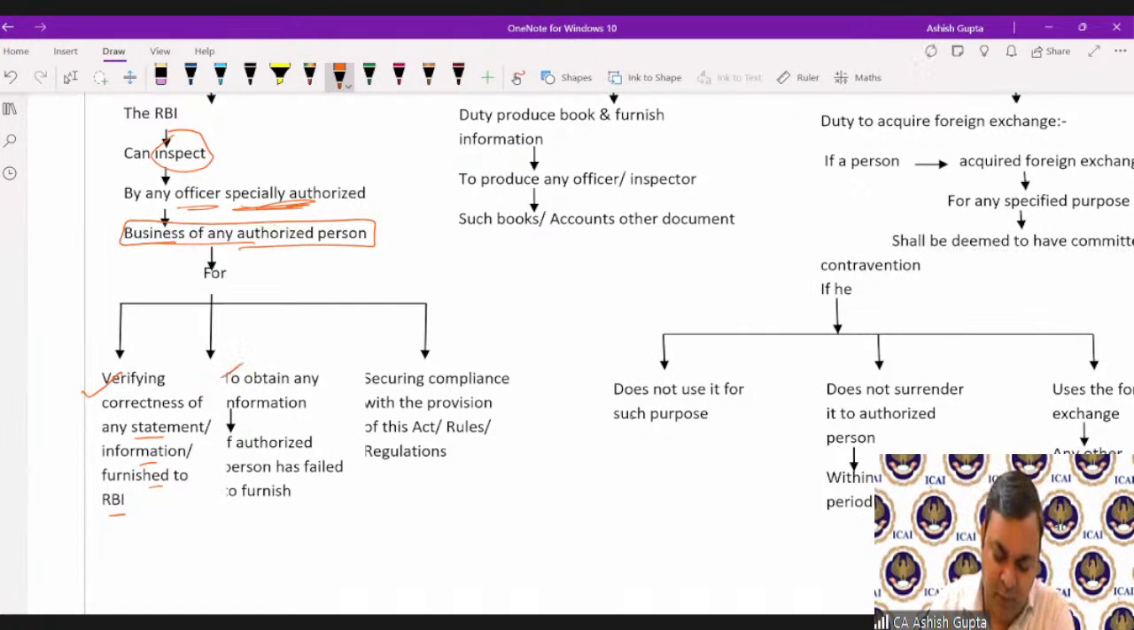To obtain any information, if RBI called for some information but the authorized person failed to furnish it, in that case RBI will authorize a specific person or officers of the government to check such information. And securing compliance, what is the objective behind doing it? To make the compliance process easier. Securing compliance with the provisions of the Act, rules and regulations.